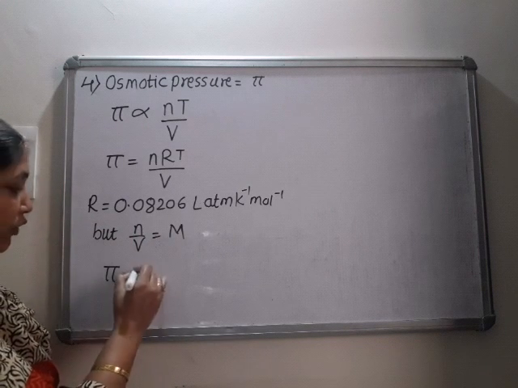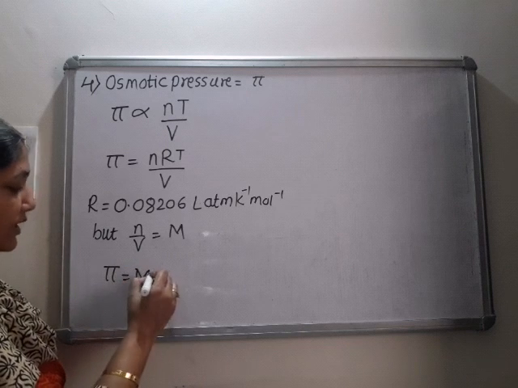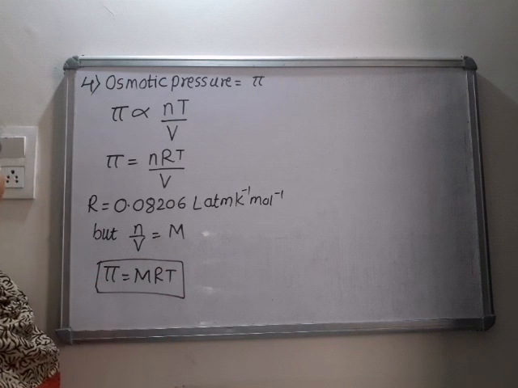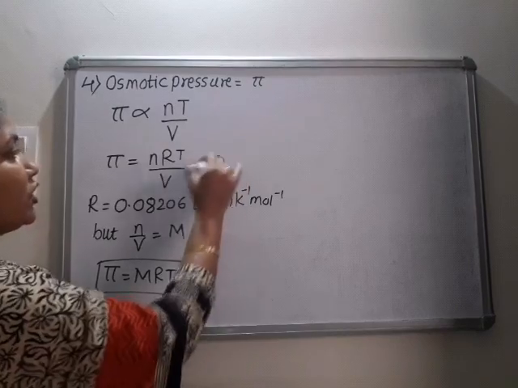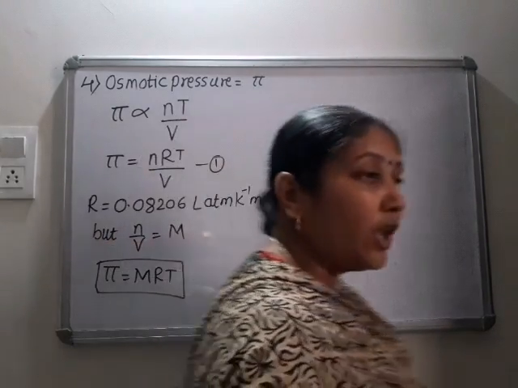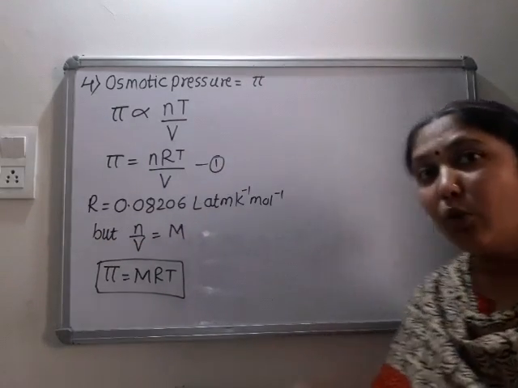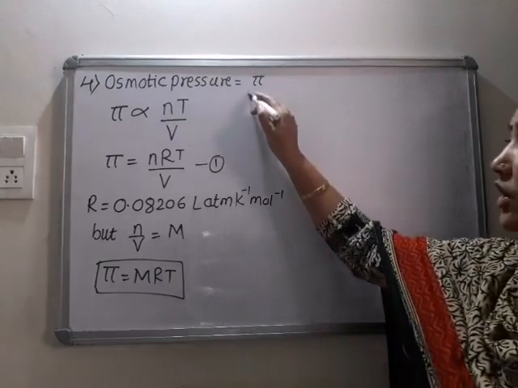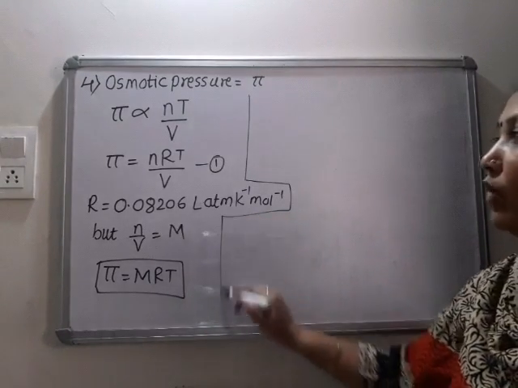So we get one more formula. Pi is equal to MRT. Pi is equal to MRT. Okay. Call this equation 1. Now we have to find molar mass. We have to find molar mass with the help of this osmotic pressure. So consider this equation 1.